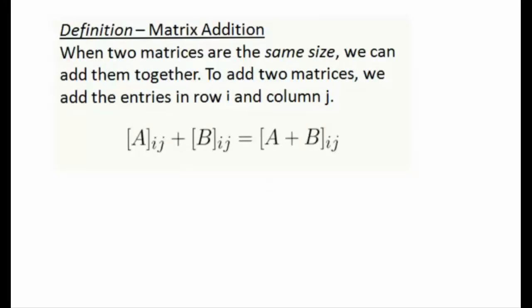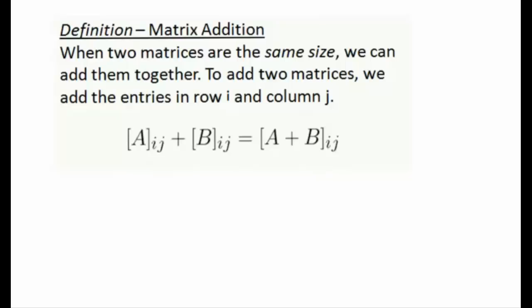The first operation we're going to take a look at is called matrix addition. When two matrices have the same size, we can add them together. The idea is to add the corresponding entries together. Down here at the bottom, I've written out mathematically what it looks like to add two matrices together.